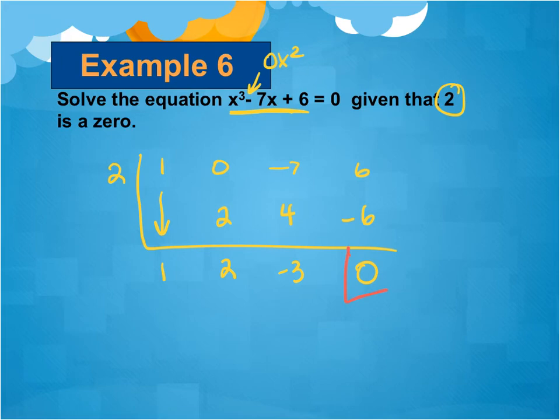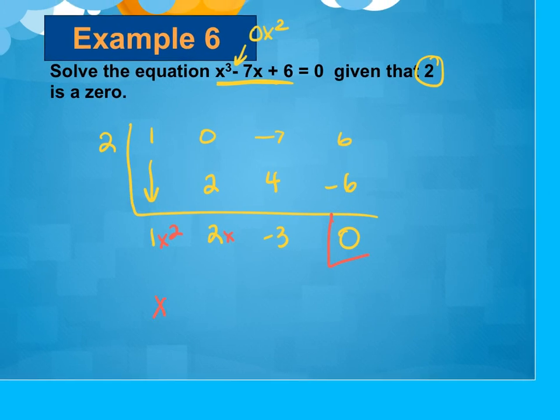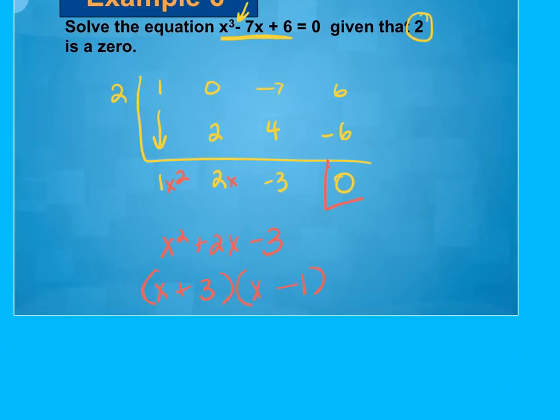The negative 3 is my constant. The 2 gets the x, the 1 gets the x squared. So my quotient is x squared plus 2x minus 3. And if I want to solve this, I factor it. X plus 3, x minus 1, and my other 2 zeros are negative 3 and 1.